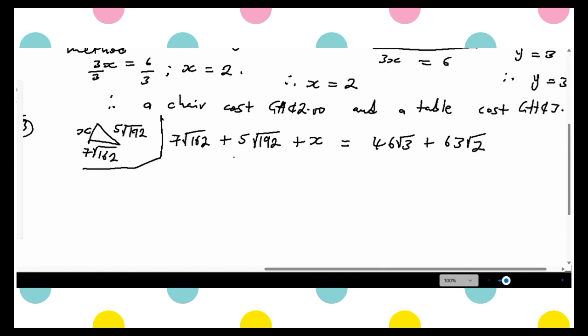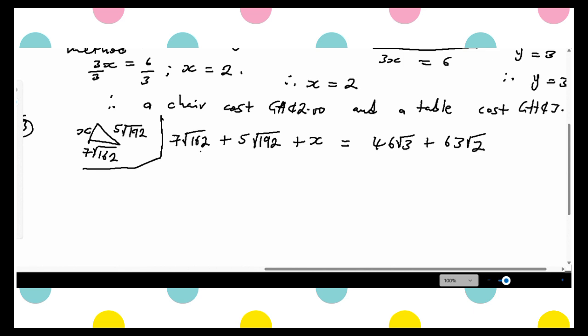But before we can add these, we need to simplify them. We have to make sure that they have the same number within the square root, and also we can simplify the numbers within the square root sign. A surd is in its simplified form if the figure within the square root sign is prime.